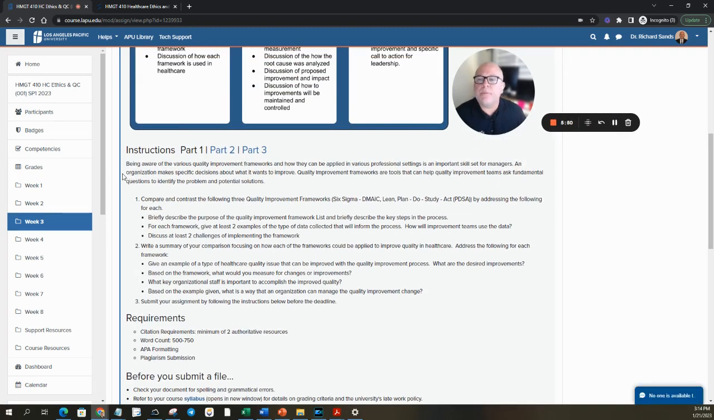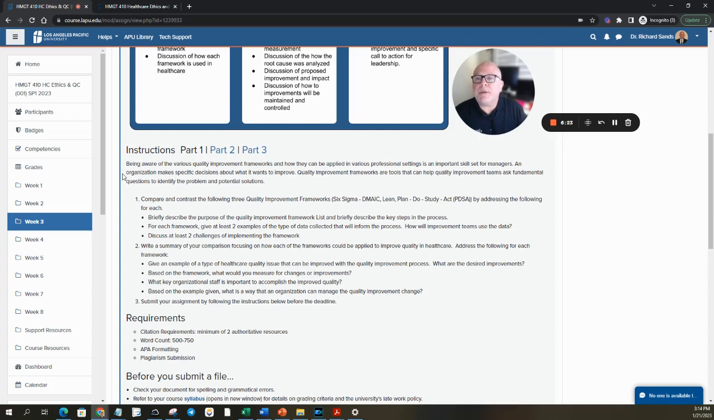So this is part 1, instructions. Being aware of the various quality improvement frameworks and how they can be applied in various professional settings is an important skill set for managers. That's exactly what I just talked about a minute ago: knowing what resources you have, what each framework takes. And as a leader, a manager, you're going to be the one to make the decision to say, this is the framework we're going to use, and here's why. Here's how we're going to support it.